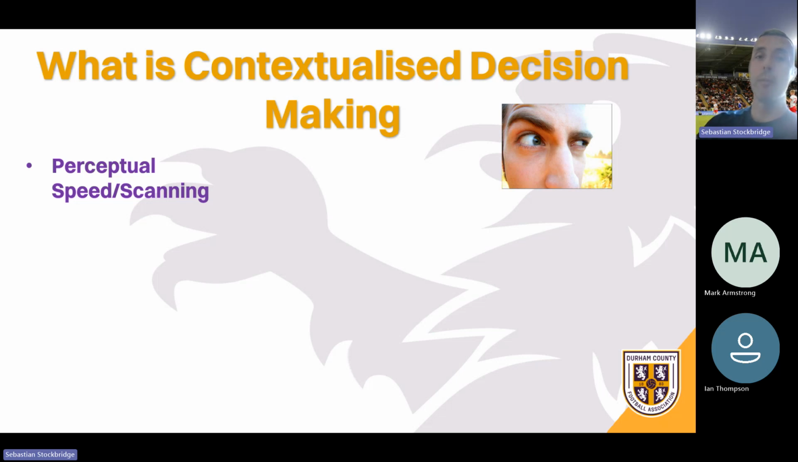Has he pulled them, tripped them? If they're starting to run, that's where the ball's going to go, so you need to start moving. So that's what we're talking about in terms of perceptual speed and scanning, rather than just watching the ball with the defender at the back, and then there are people running up behind your back or doing things behind your back. Okay.